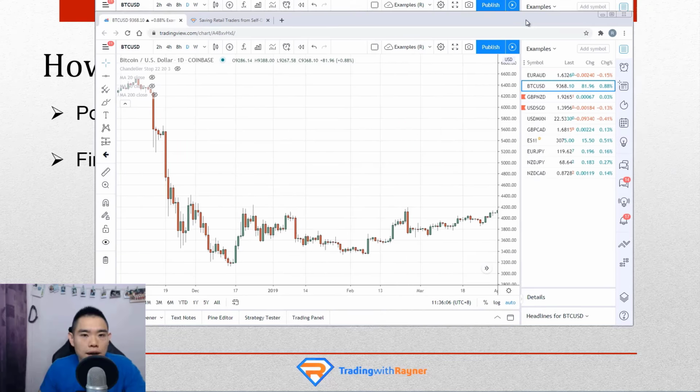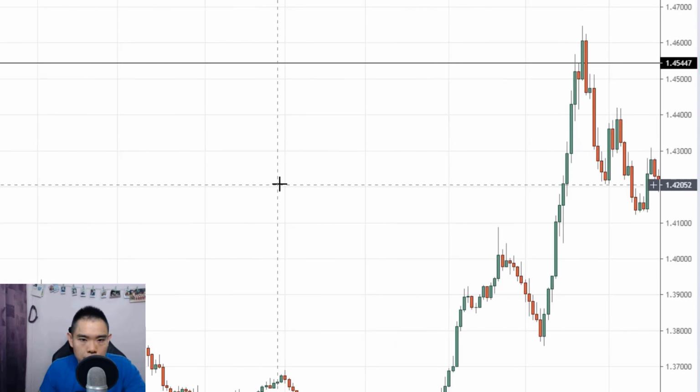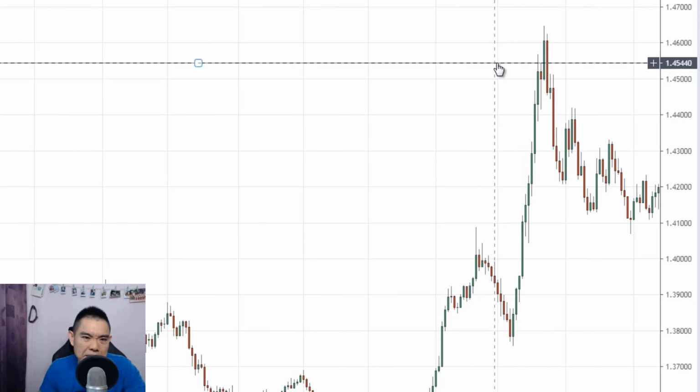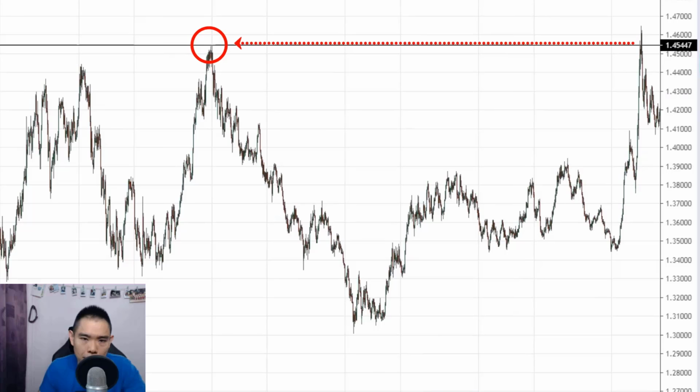So if you look at this, let's say dollar sing. Why is this black line here? Very simple. Let me zoom out the chart, and you can see that this black line is actually the previous highs over here, previous high over here. So I drew it out.